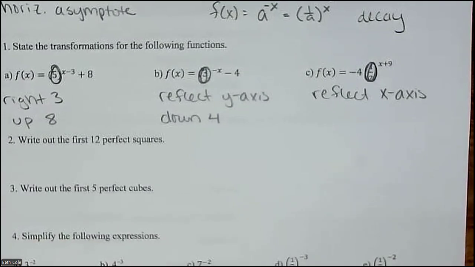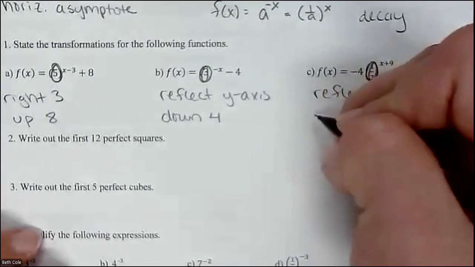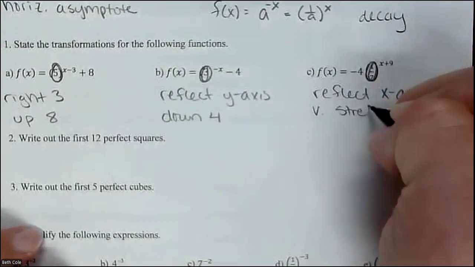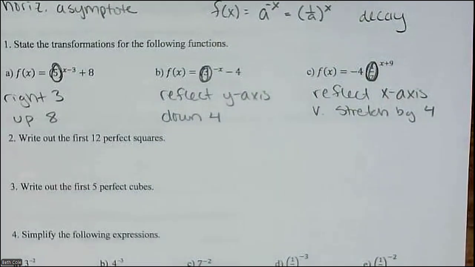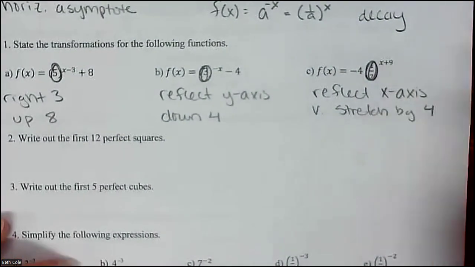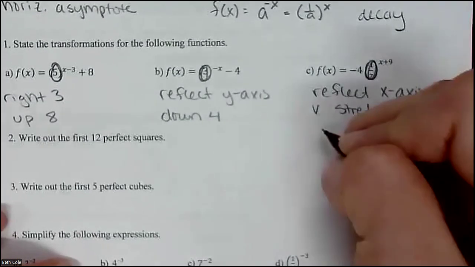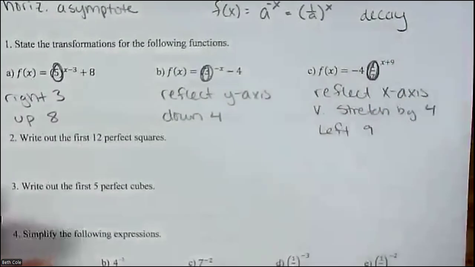What's something else? Which kind of stretch? Vertical, because the 4 is outside. Good. Vertical stretch by 4. So you stretched it taller. It's going to be 4 times as tall as it was. And then what's the +9 do? Yep, left 9. Left and right are kind of backwards.